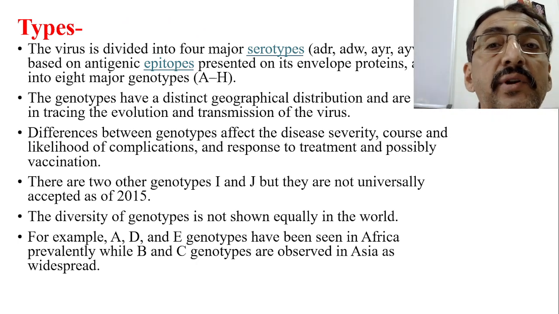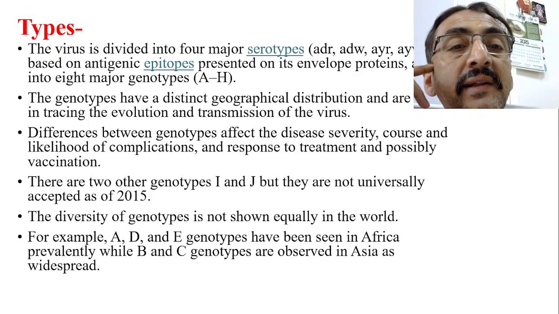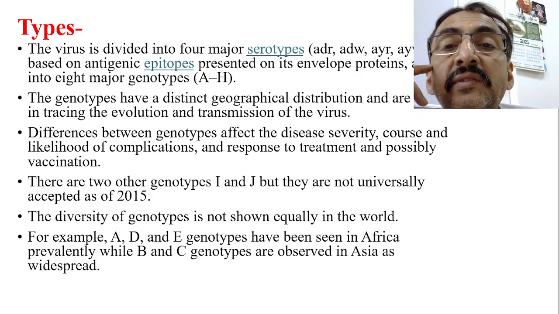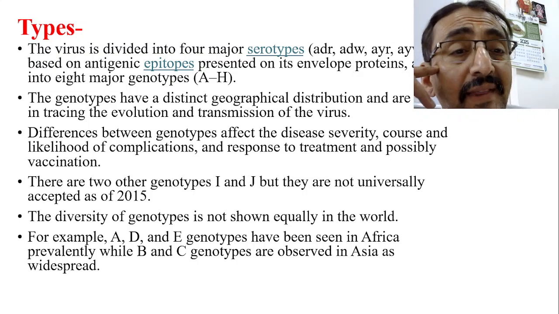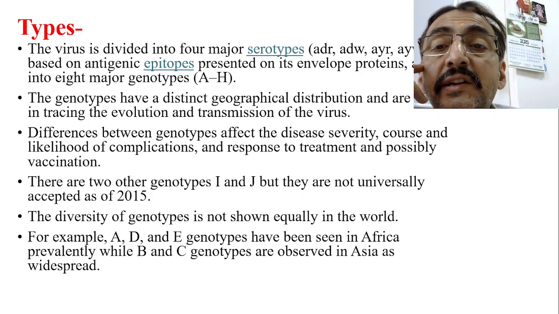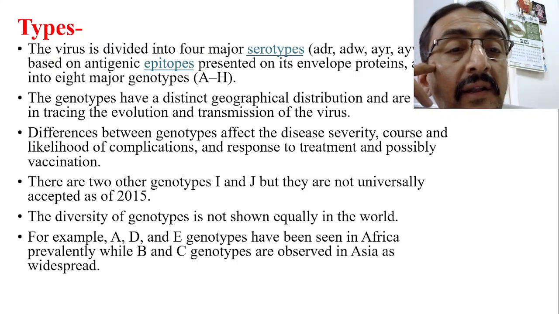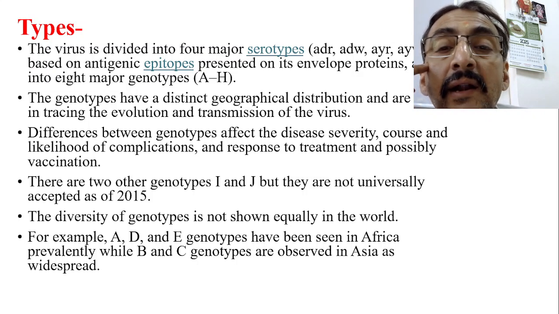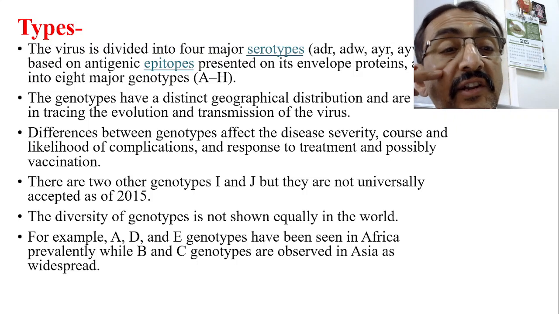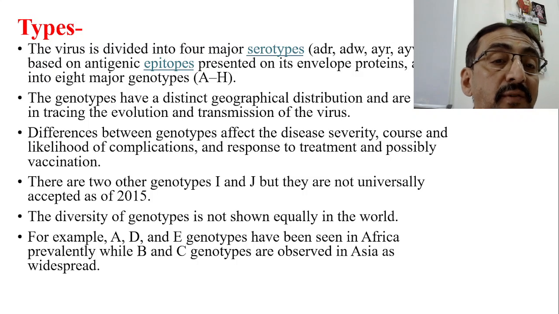Now there are many serotypes. The virus is divided into four major serotypes: adr, adw, ayr and ayw. This is based on the antigenic epitopes presented on its envelope proteins, and into eight major genotypes, A to H. The genotypes have a distinct geographical distribution and are used in tracing the evolution and transmission of the virus. The differences between the genotypes affect the disease severity, course, likelihood of complications, response to treatment, and possibly vaccination.